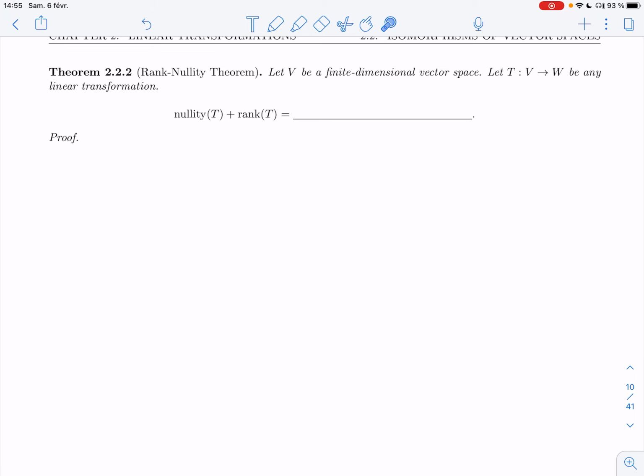In previous videos, we talked about the rank and the nullity of a linear transformation. In this video, we'll prove a big theorem. We'll prove what's called the rank nullity theorem. It's going to link the size of the kernel with the size of the image.